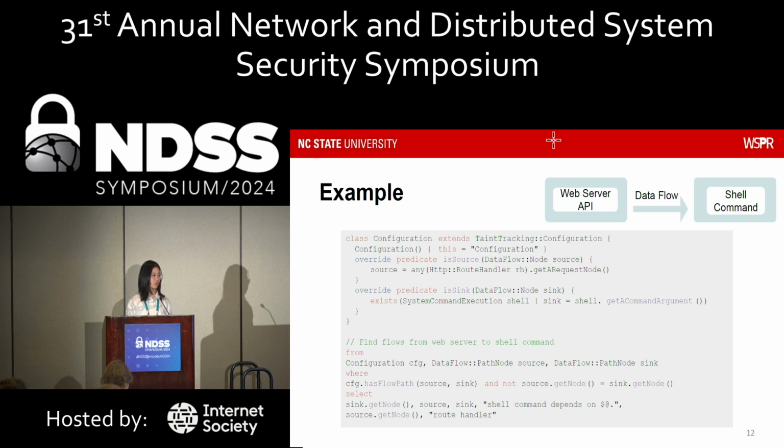An example of a query looks like this. In the top portion here, we have a configuration class where we identify the source and the sink. In this particular case, we're looking for a source from the web server to a shell command sink. And in the bottom half here, we have something that's very similar to a SQL query. You have the from clause defining all the nodes or classes you're looking for, and then the where clause defining additional patterns you want matched. And then the select clause, which returns all your results. So we have 12 variations of these queries.